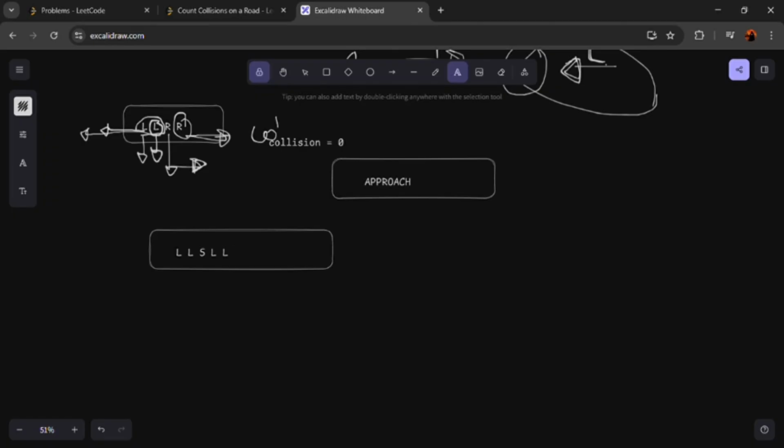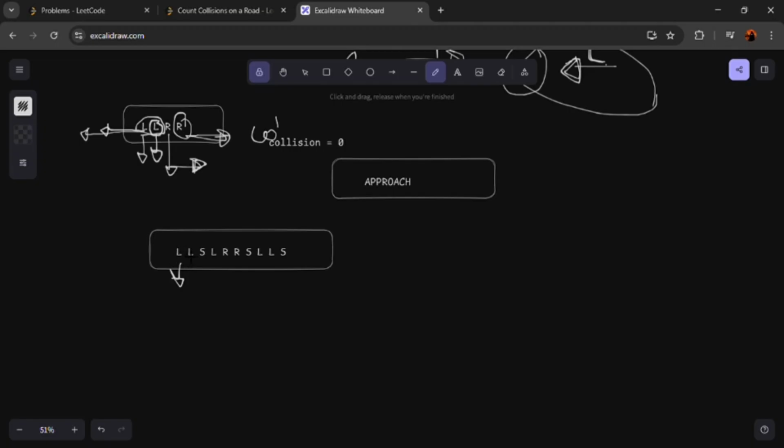The example is L L S L R R S L L S. This example I made by myself; I didn't take it from the test case examples. So currently we are here, at this left car.